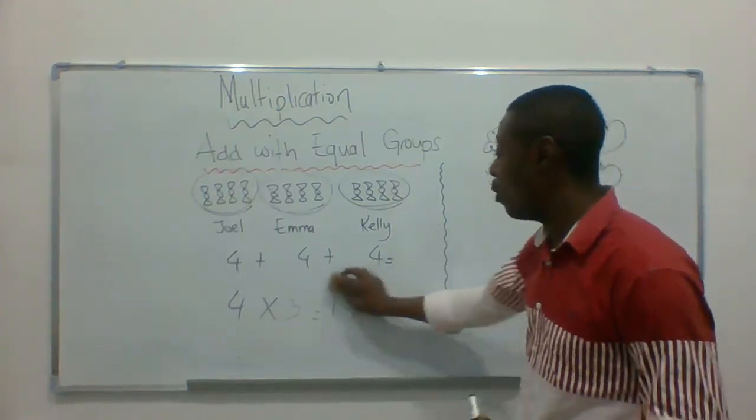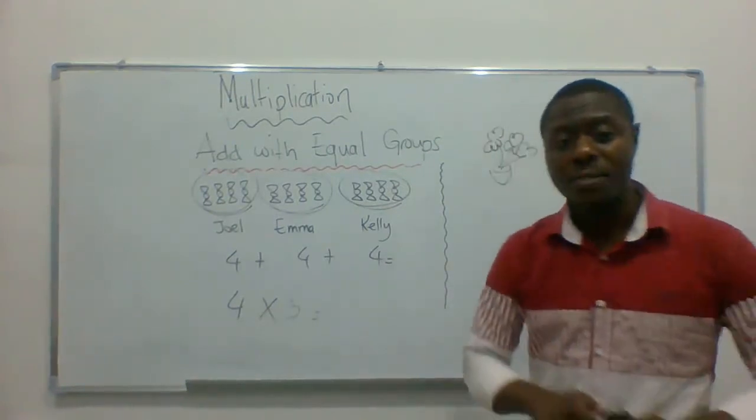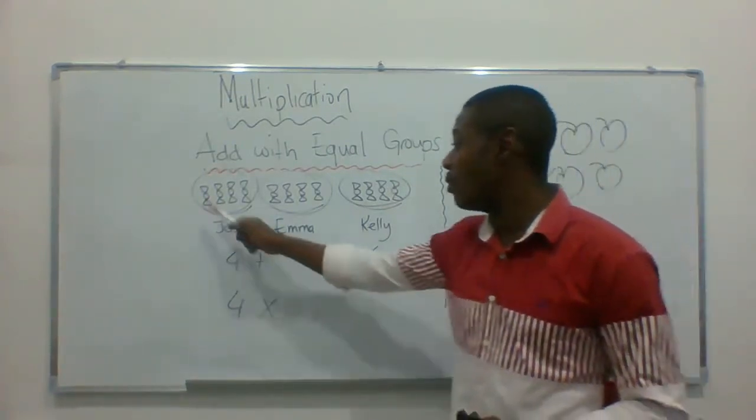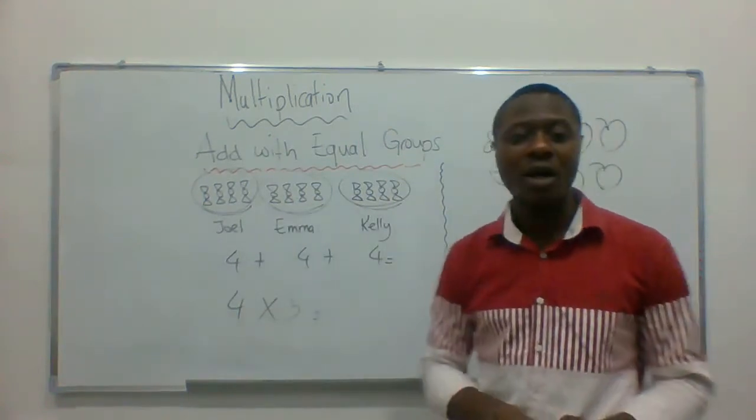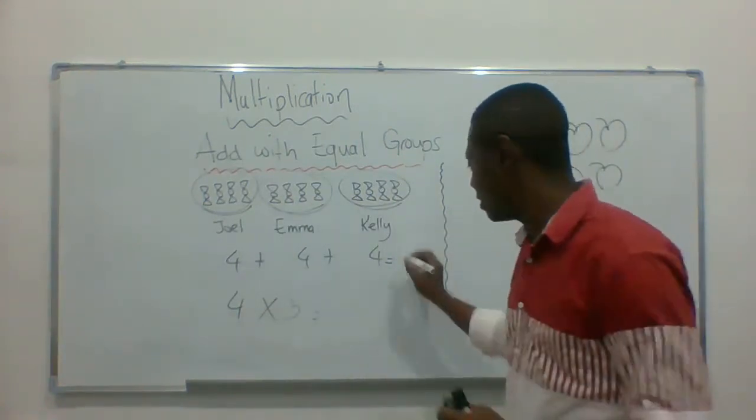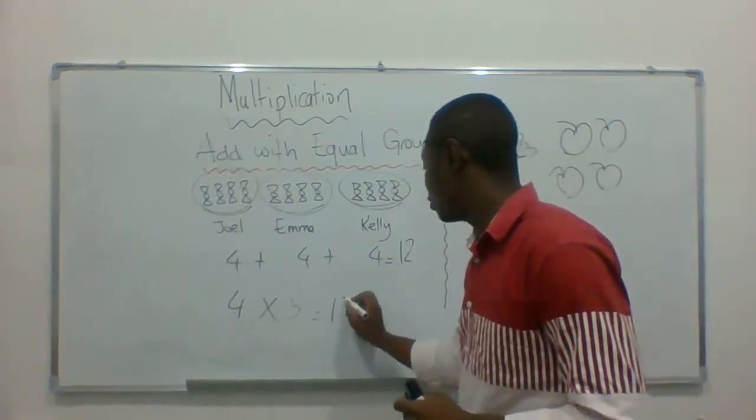No, the answer is going to obviously change. Let's count the candies and see how many there are now. 1, 2, 3, 4, 5, 6, 7, 8, 9, 10, 11, 12. There are 12 candies. So the answer is 12 here, and the answer is 12.